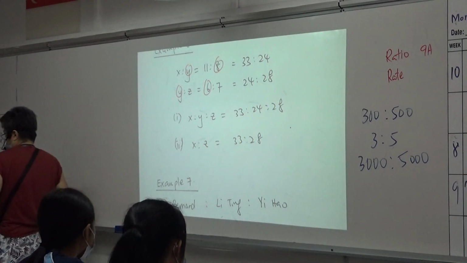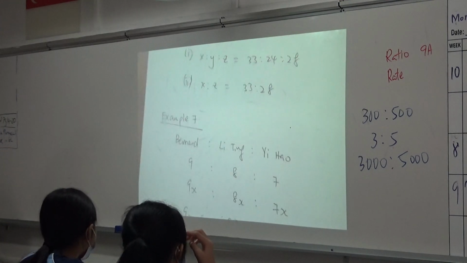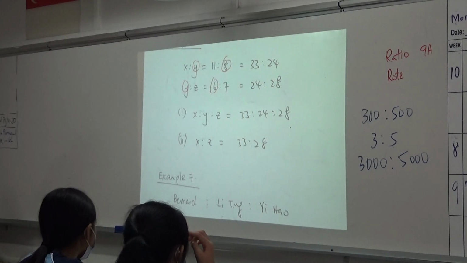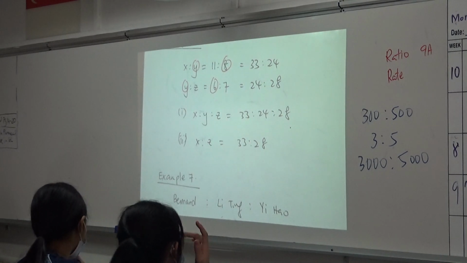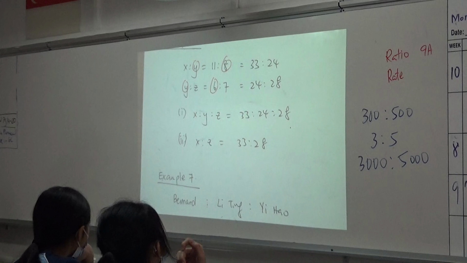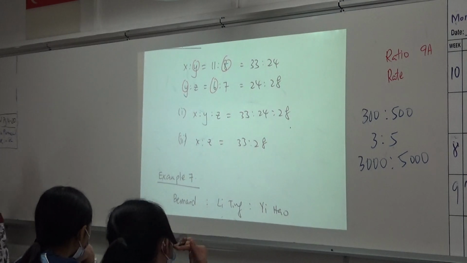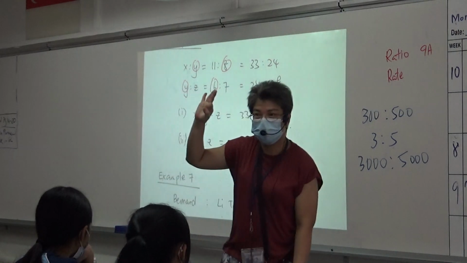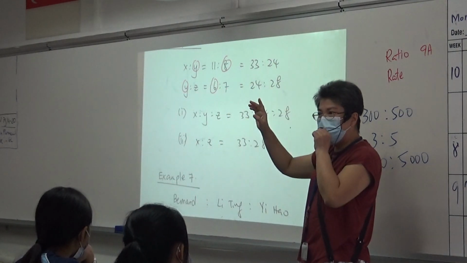Now, the question says this. If x is to y is 11 is to 8, and y is to z is 6 is to 7, calculate x is to y is to z, and then x is to z. Now, have you all done 3 ratios before in your primary school? Yes, all of you come. I think this is a division for you.